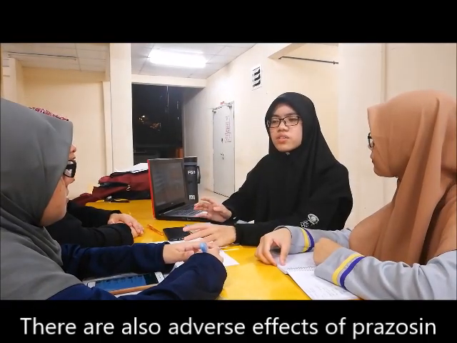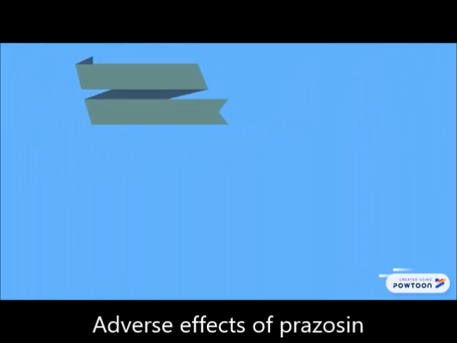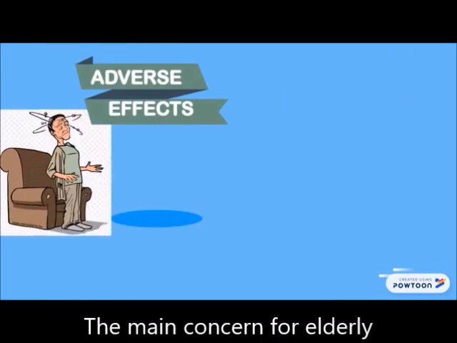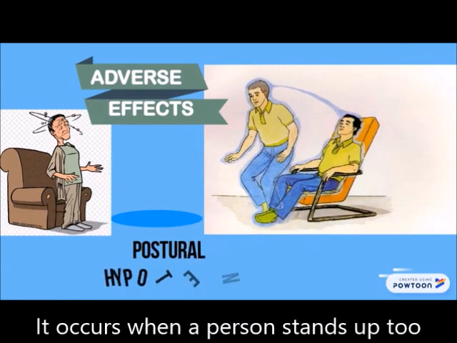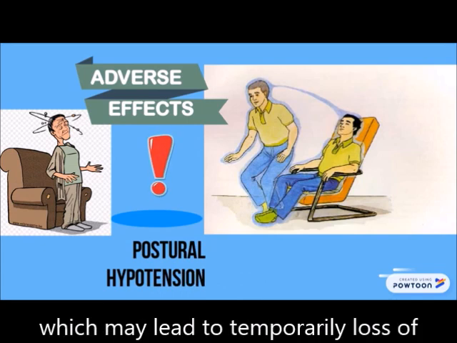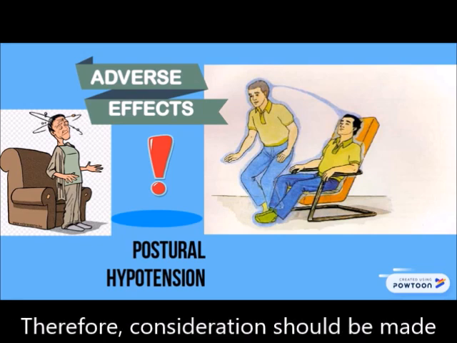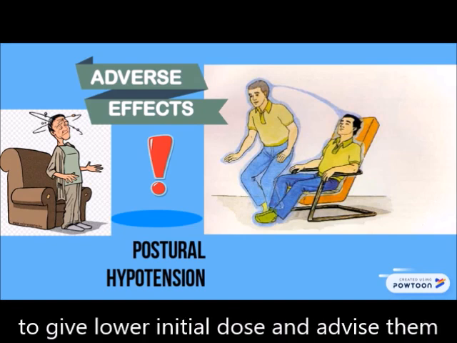But guys, there are also adverse effects of prazosin. The main concern for elderly is postural hypotension. It occurs when a person stands up too quickly after sitting or lying down, which may lead to temporary loss of consciousness due to fall in blood pressure. Therefore, consideration should be made to give low initial dose and advise them.